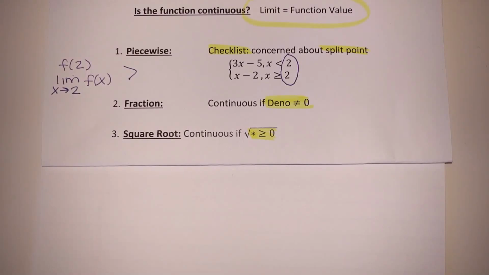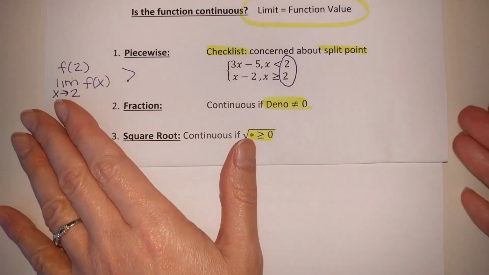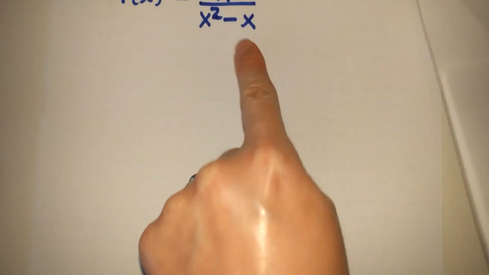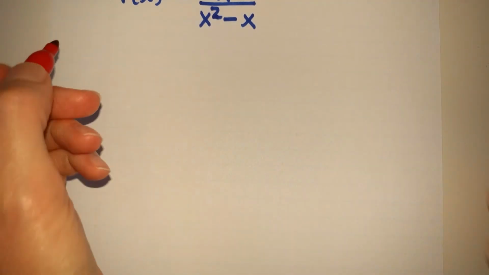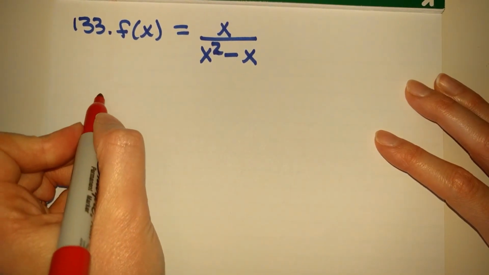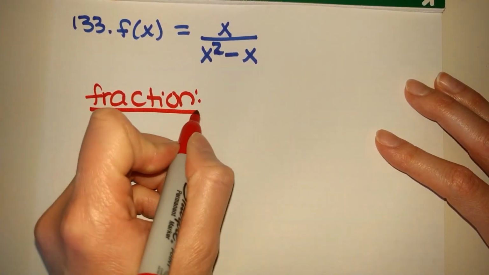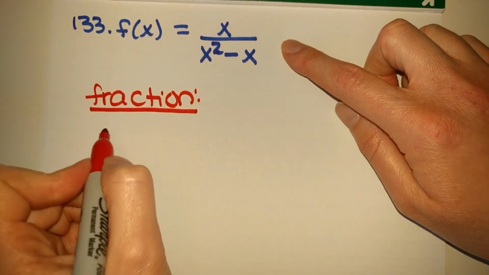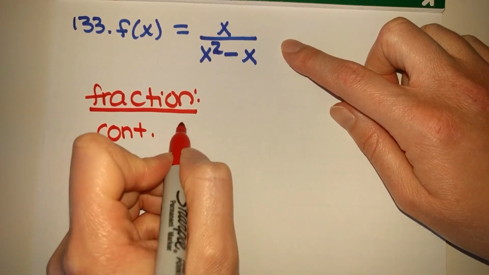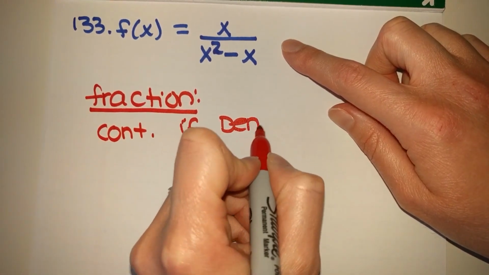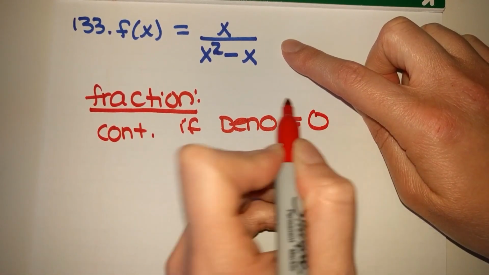So here again we're asked where is the function continuous, and in this particular question we are given a fraction, and anytime we're given a fraction we know that our function will be continuous provided that the denominator is not equal to 0. So this will be continuous if the denominator is not equal to 0.